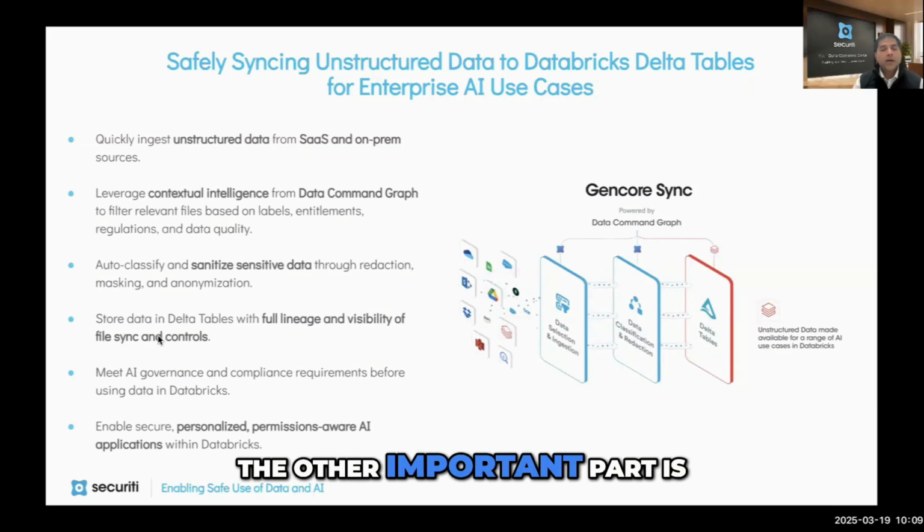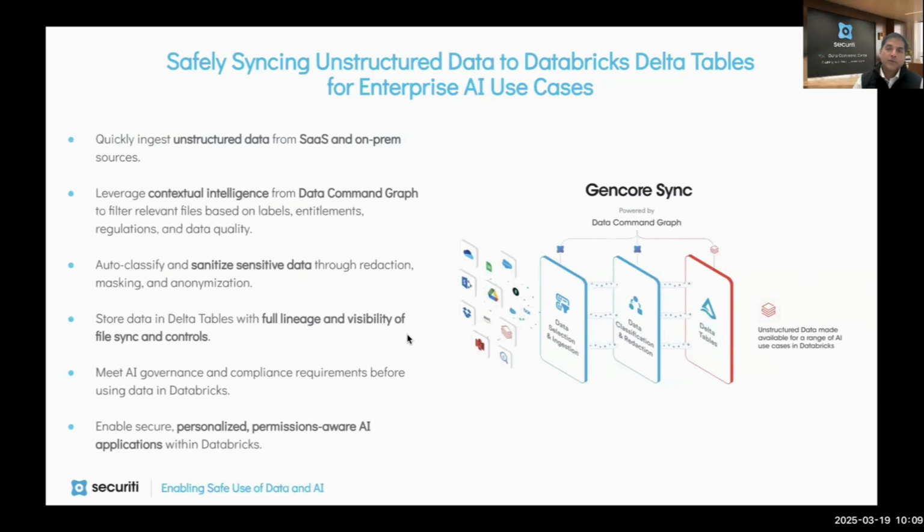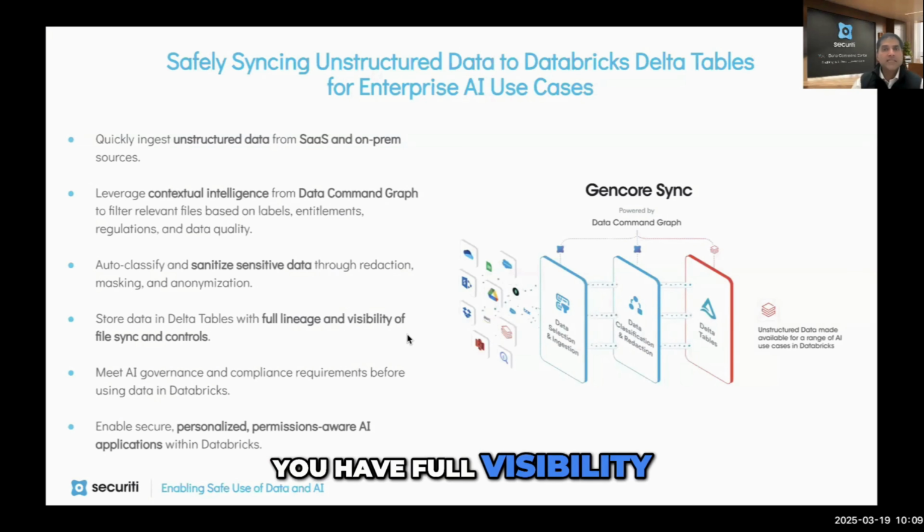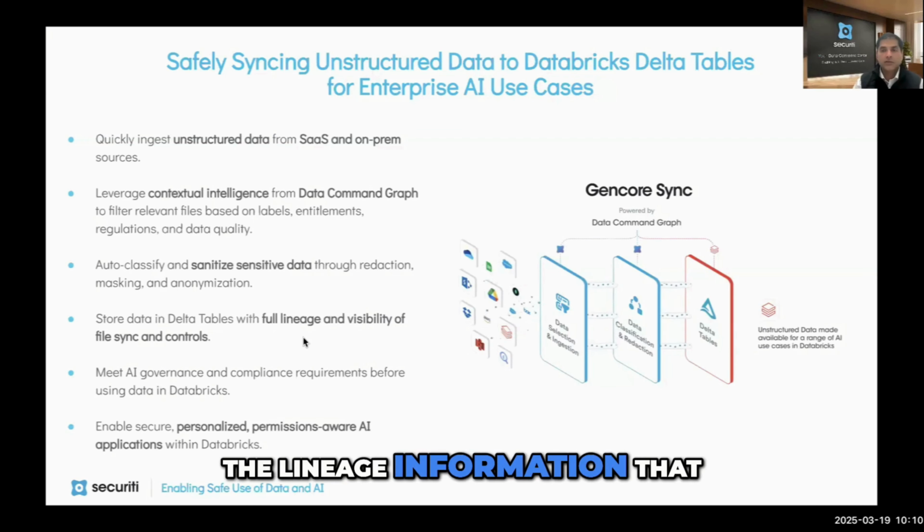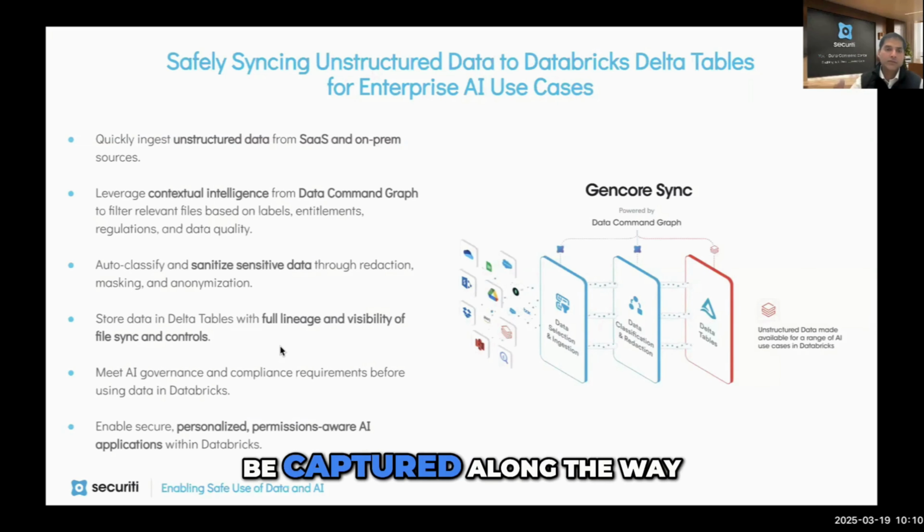And the other important part is that while you're building these AI pipelines, you have full visibility into different AI projects: what kind of data has been brought in, what is sensitive in that data, and the full provenance and lineage information that you would want, which also needs to be captured along the way.